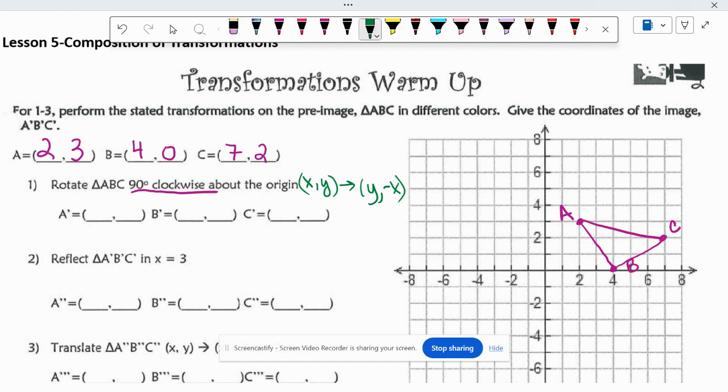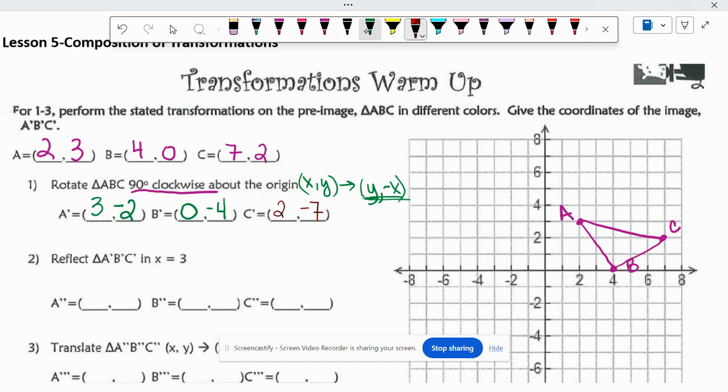So that means I'm going to take point A, which is 2, 3, and make the Y coordinate come first, which is 3, and then change the sign of the X coordinate, -2. And then I'm going to look at point B, 4, 0, and bring the Y coordinate first, 0, and then change the sign of the X coordinate, -4, because that's what it says to do, right? We just showed that that's what we're doing. And then I'm going to look at point C, and make the Y coordinate come first, 2, and the opposite of X, -7. Does it make sense what I'm trying to get you guys to understand?